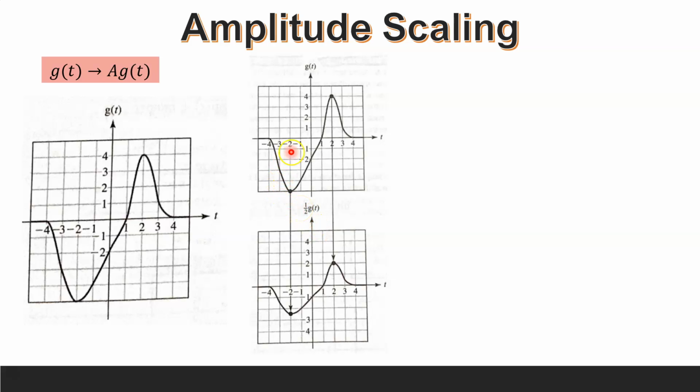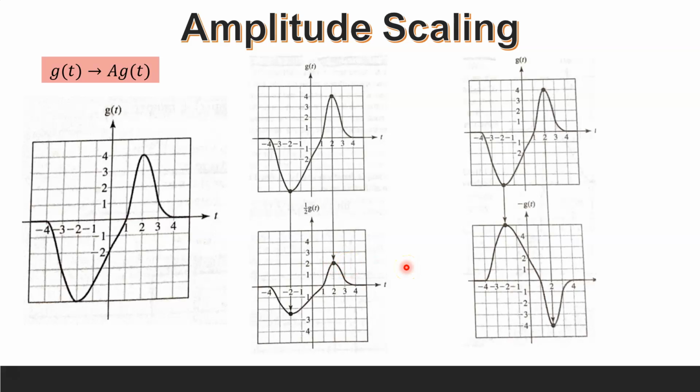If you compare this original signal with the signal that undergoes a scaling of half, you can see that now the amplitude is reduced. So at -2 instead of -5, now it becomes -2.5. So the amplitude is now reduced by half. At 2 instead of 4, it becomes 2.